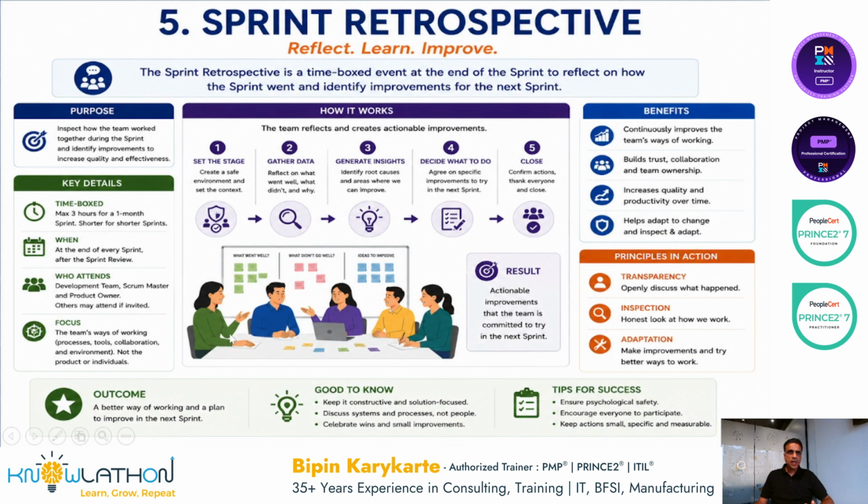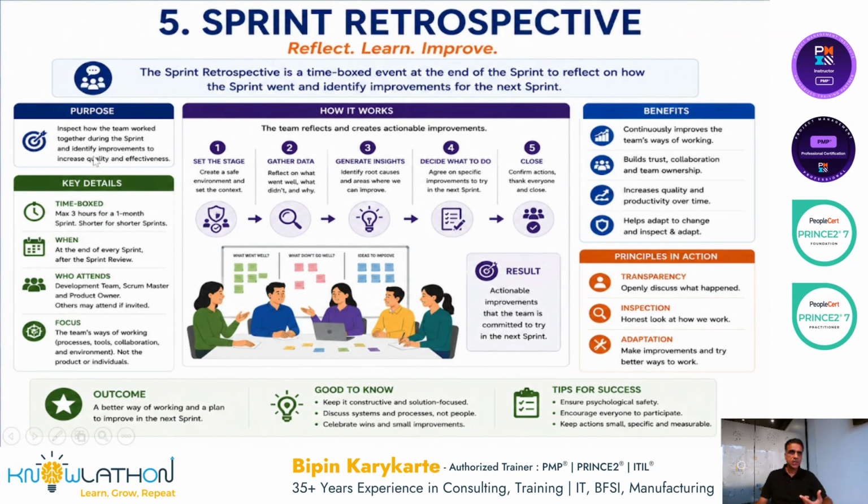The last event is the sprint retrospective. As the name suggests, a retrospective is where you take a step back, sit, and look at what has happened. You try to analyze what has happened and take some learnings out of it for your future benefits and improvements. The sprint retrospective is a time-boxed event at the end of the sprint to reflect on how the sprint went and identify improvements for the next sprint.